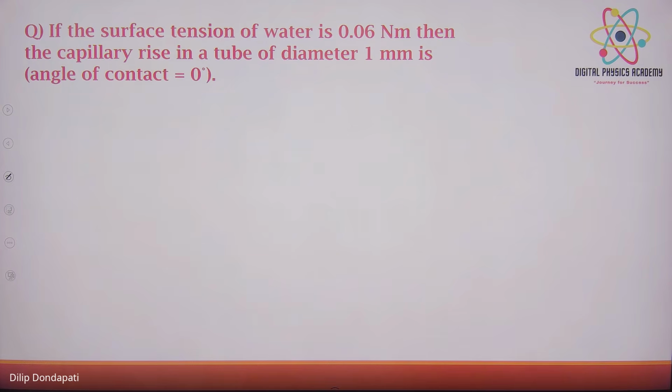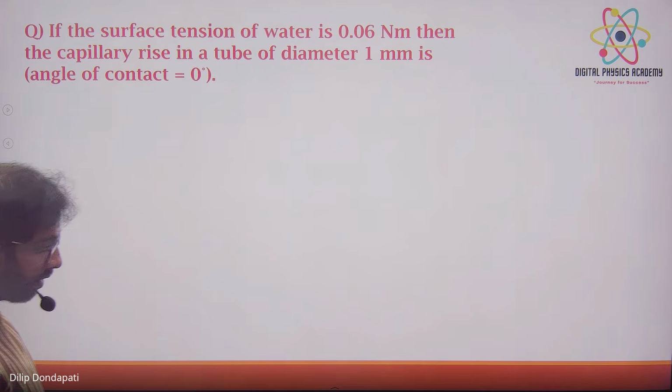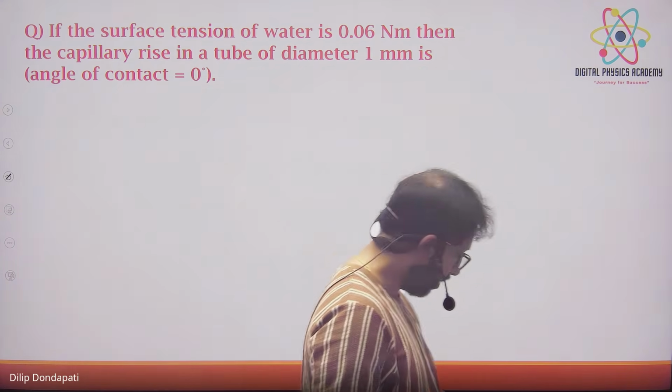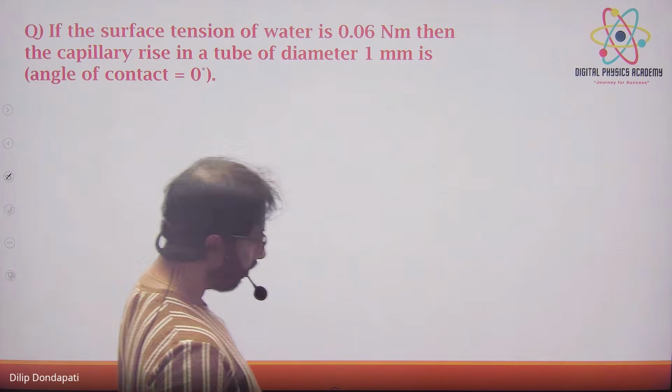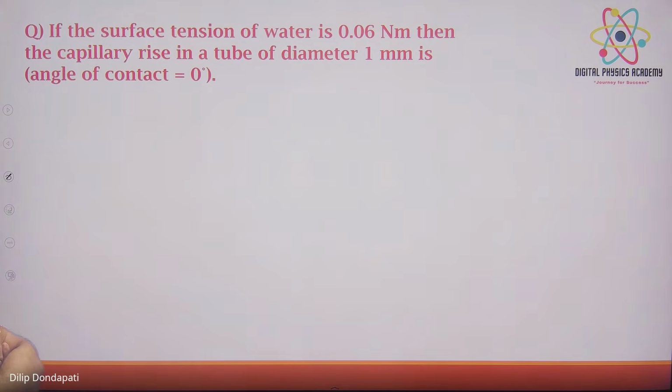If the surface tension of the water is 0.06 Newton per meter, then capillary rise in the tube of the given diameter is how much? H is to be found. Calculate. Answer is in centimeters. So मीटर में आने के बाद you can convert into centimeters finally.